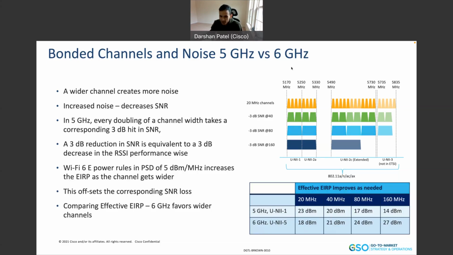So as we can see here, in 5 gigahertz in UNII bands, it reduces as we increase the channel width, and in 6 gigahertz it increases 3 dB with the channel width. So it is a good thing, and the best thing for better performance, to use higher channel widths in 6E. That's great, isn't it?